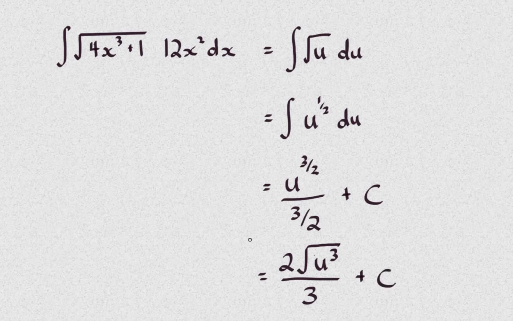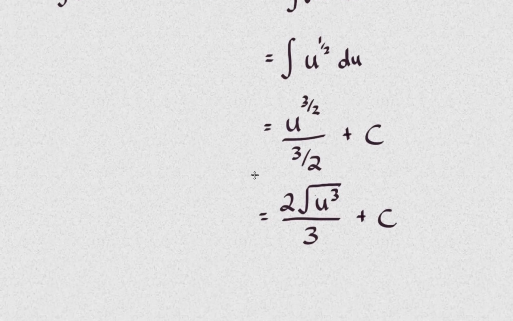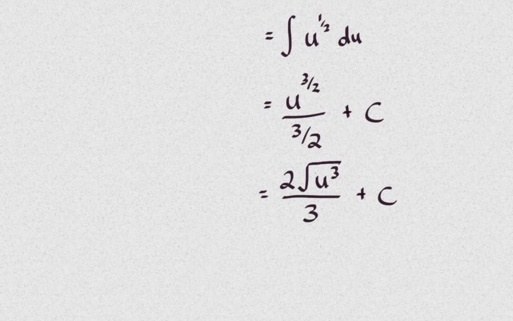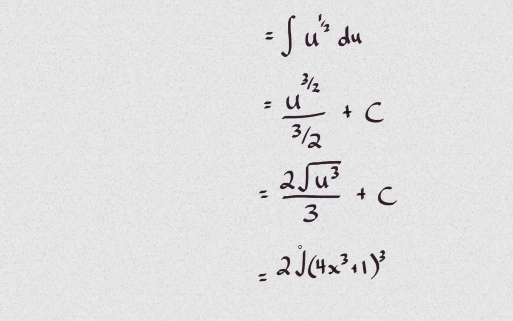Now the variable u was introduced by us to make this integration easier, but we still want our final answer to be in terms of the original variable x. So the last step is to undo the substitution. We said that u was equal to 4x cubed plus 1, and so we will put that back in instead of u. And there is our final answer.